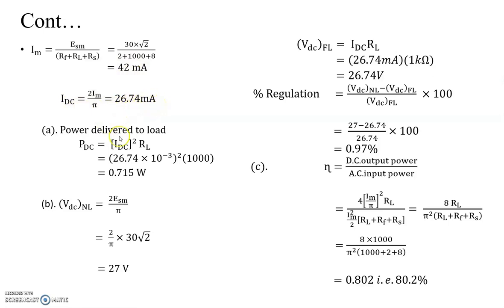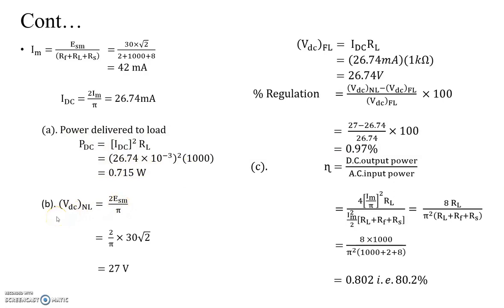Next, let us solve part A of the problem, the power delivered to the load. Already we know that the power delivered to the load is nothing but IDC square into RL. IDC is already calculated, so just substitute and simplify. Finally, we obtain the power delivered to the load as 0.715 watt. So this is the answer for part A.